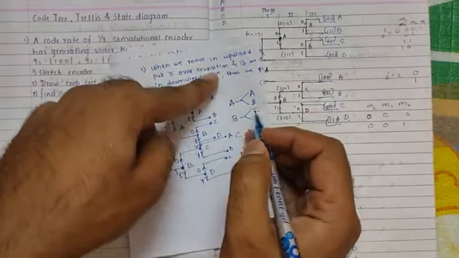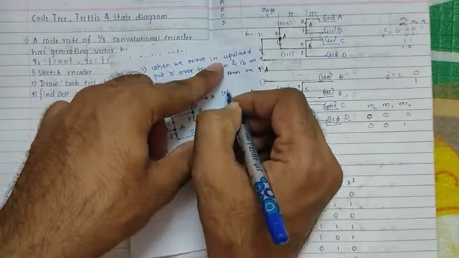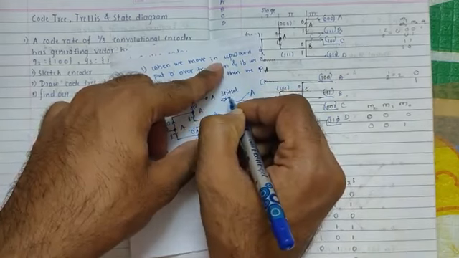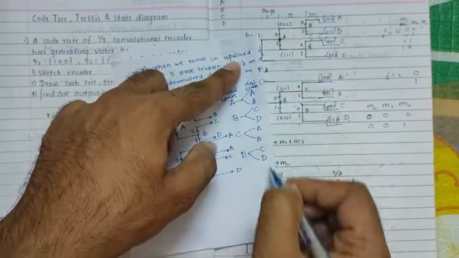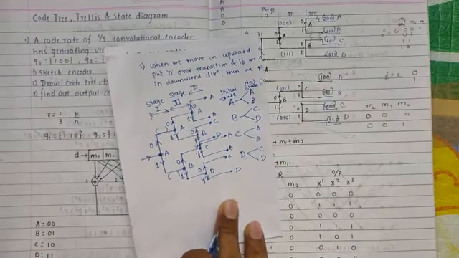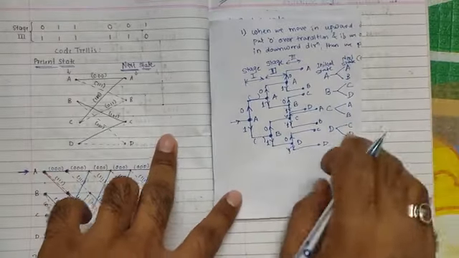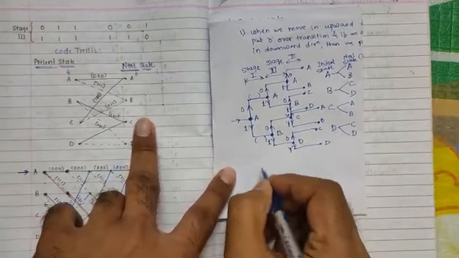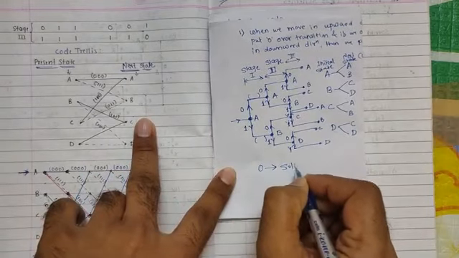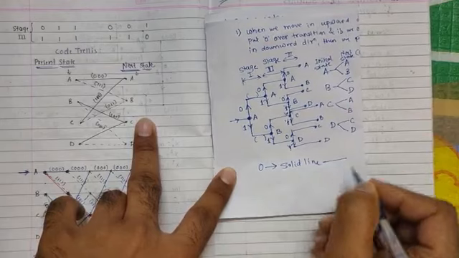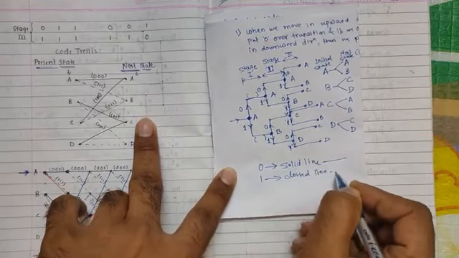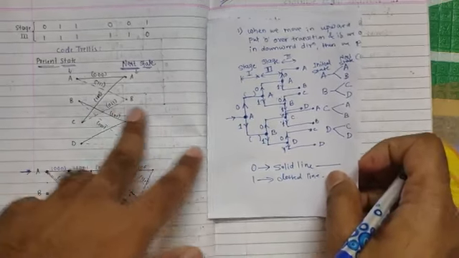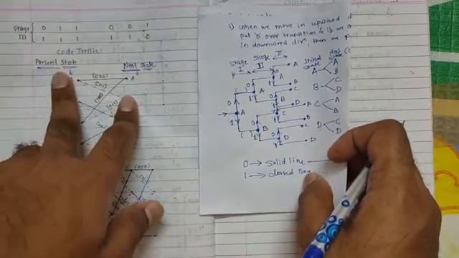So while drawing the code trellis, this is very important: if the initial state is this, these will be the next states. Now let us draw the code trellis. So which rule did I tell you? The rule is very simple. If the input is 0, draw a solid line, and if the input is 1, then draw a dotted line. Very simple rule. Now let us first write the initial state, that is the present state.